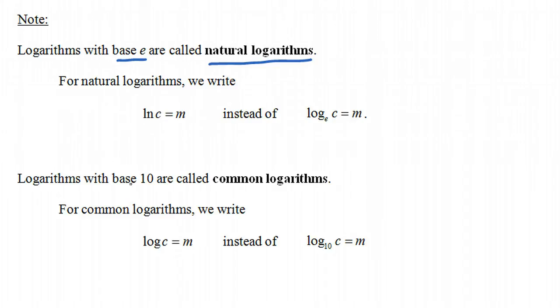Okay, and logarithms with base 10 are also important. They're called common logarithms. And for common logarithms, instead of writing log base 10 of c equals m, we usually just write log of c equals m. So there's kind of an invisible 10 there. So this means 10 to the m equals c. So if you see a logarithm written as log without a base, the base is assumed to be 10.